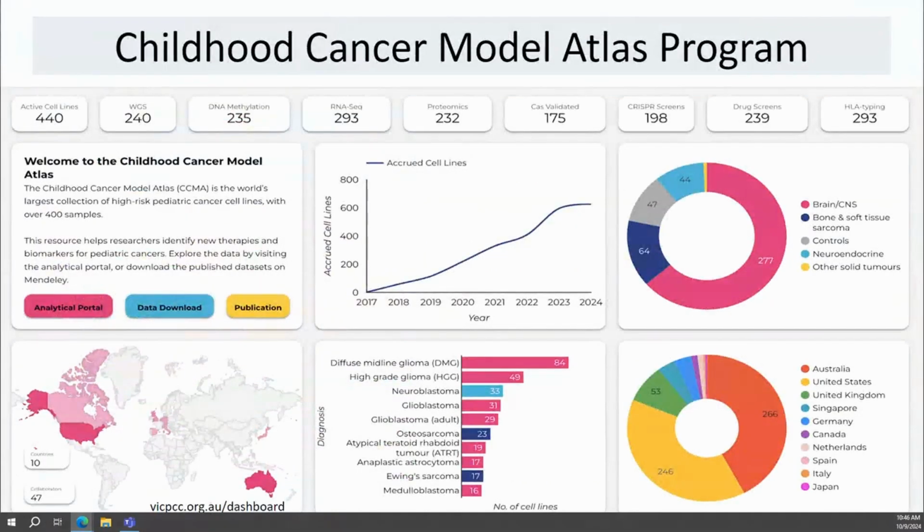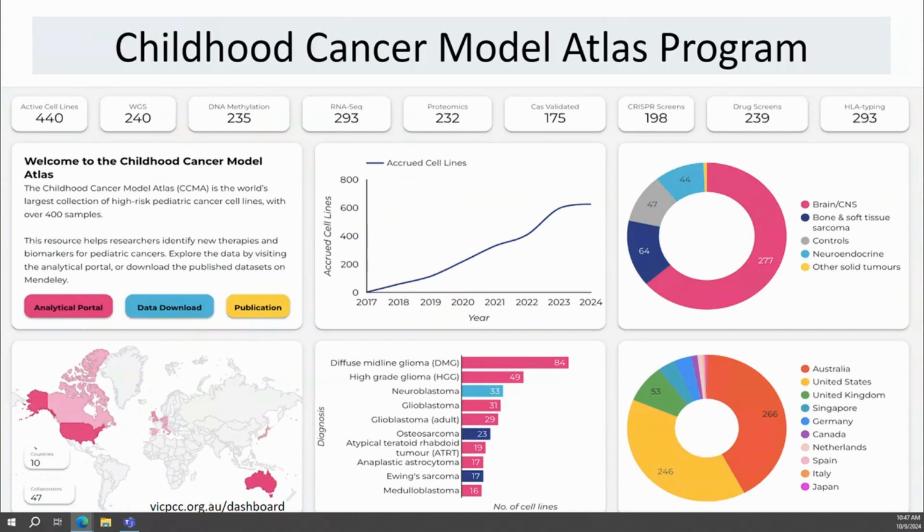And the last aspect of this is we integrate the data and actually share this publicly with a data dashboard and a portal. And this is just a snapshot of our dashboard, and you can see over the past year and a half, we've added an analytical portal that allows anyone to go and query the different molecular features by gene or by type of tumor.